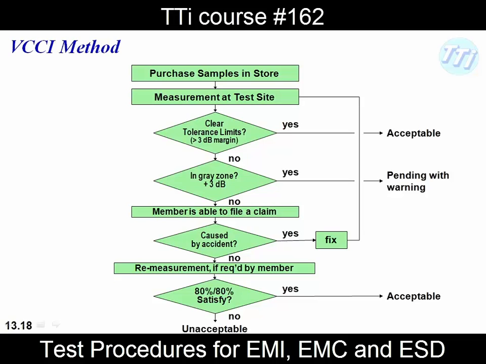Go start at the beginning. But the trouble is, caused by an accident. What happens if you caused an accident with this unit? Then you become liable, don't you? So what happens here is remeasurement required.